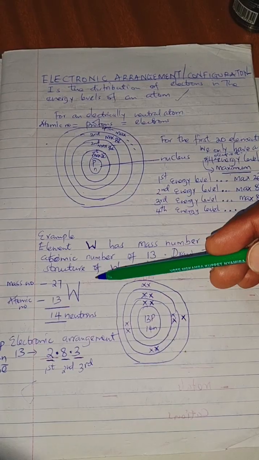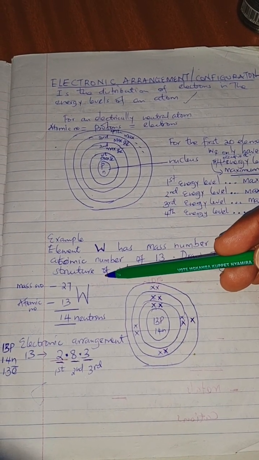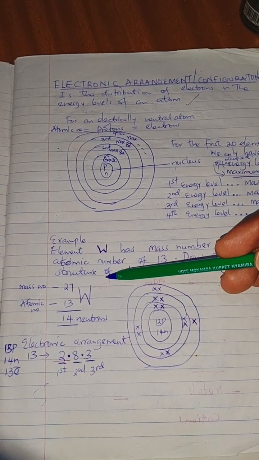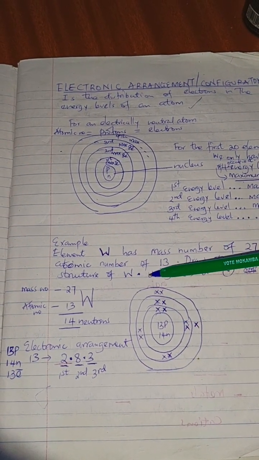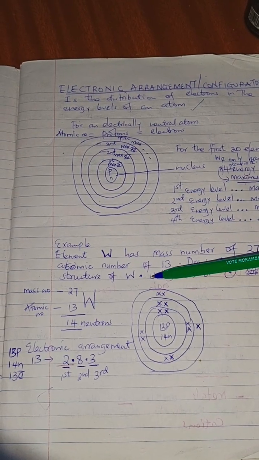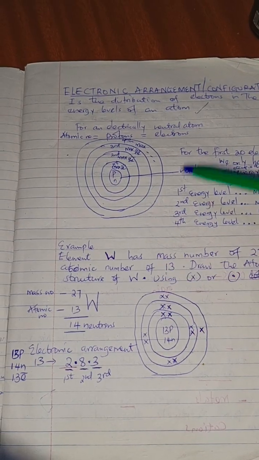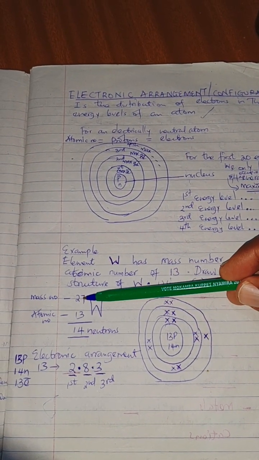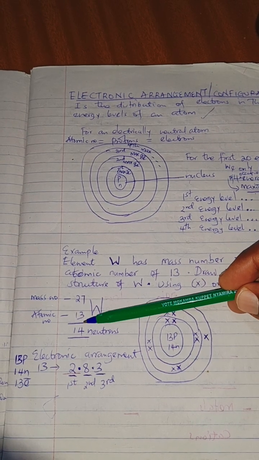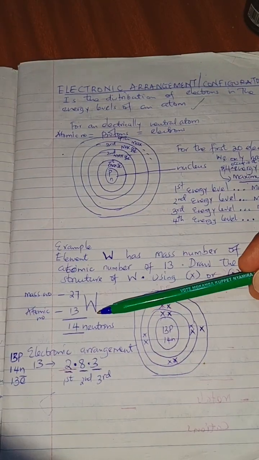So when you use the relationship of mass number, atomic number, and neutrons, you get that mass number is equal to protons plus neutrons. Therefore, to get neutrons, it is mass number minus protons, which is the same as atomic number. So 27 in this case is the mass number. When you subtract atomic number 13, you get 14 neutrons. So we have 14 neutrons.